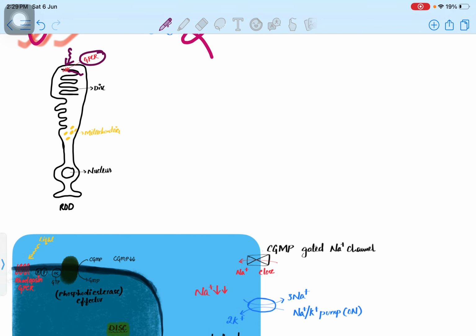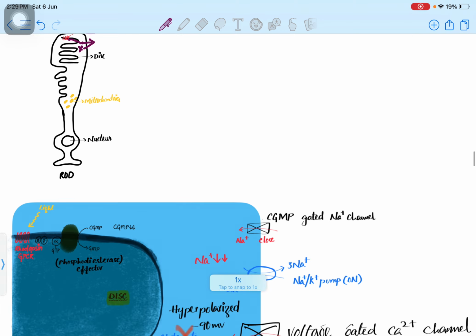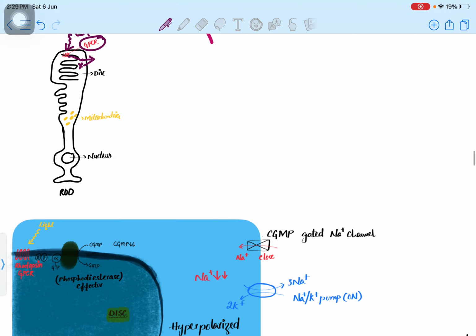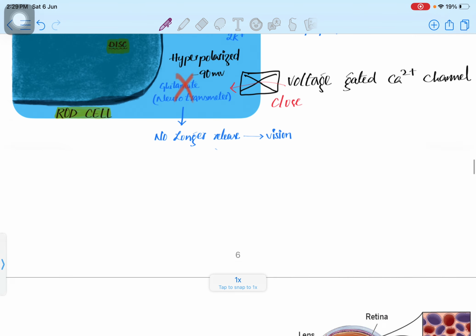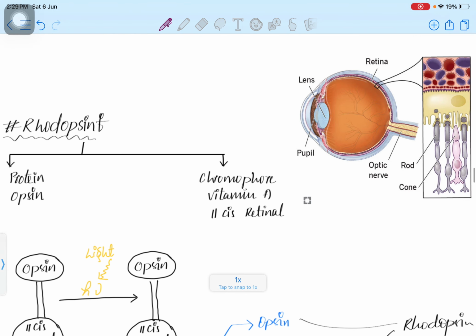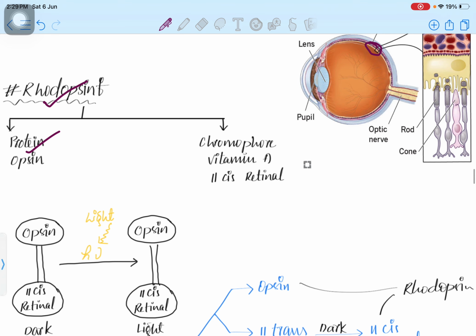So on the GPCR rhodopsin, light is falling here, so vision is happening because of the not releasing of what? Glutamate. The light is also called a photon. Let's try to understand what rhodopsin is. Our rod and cone cells are present here in the retina, in the peripheral retina region. You must know this.